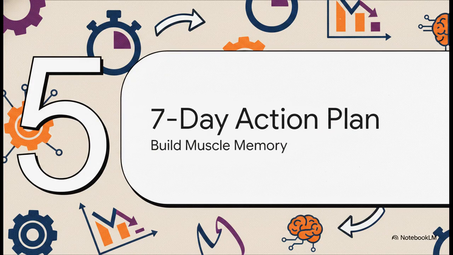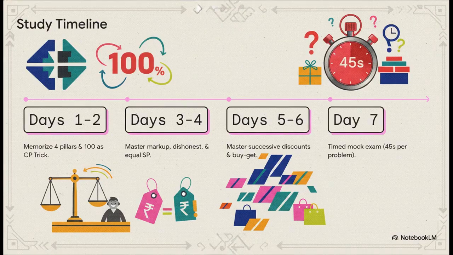Finally, Section 5, Your 7-Day Action Plan. You are definitely going to want to take notes on this timeline. Days 1 and 2, lock down those 4 pillars and really drill the king of tricks, the 100 SCP method. Days 3 and 4, master the markup, the dishonest shopkeeper, and equal selling price tricks. Days 5 and 6, shift your focus to successive discounts and the buy-get-free formulas. And then, on day 7, you put the whole shebang together in a timed mock exam. Your target, under 45 seconds per problem.